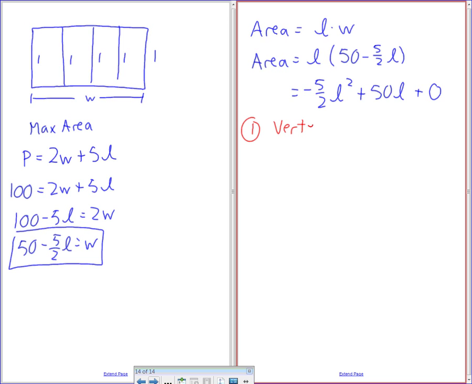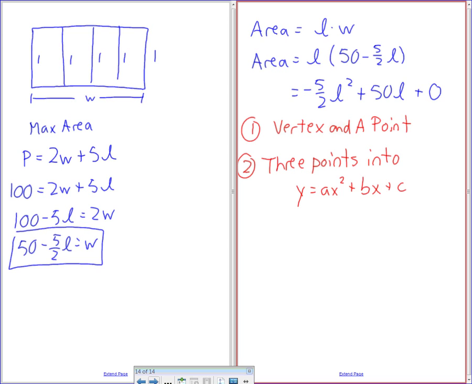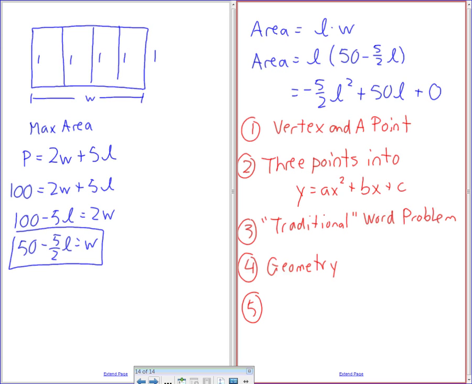Number one is a vertex and a point, and this is all on your sheet from yesterday, right? Number two is going to be 3 points into y equals ax squared plus bx plus c. Number three is going to be a traditional word problem that seems like our world of today. Number four is going to be a geometry question. Number five is going to be a revenue question. And that should not be a surprise. I told you guys that the last 2 days, and it's on your sheet there.